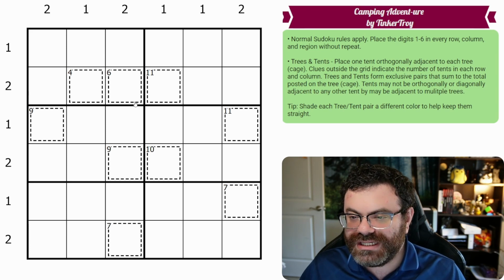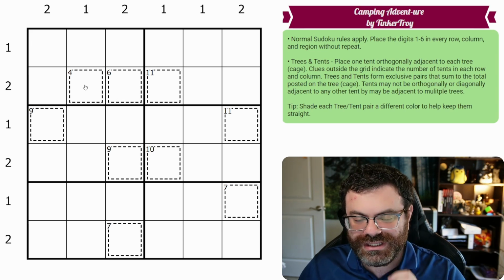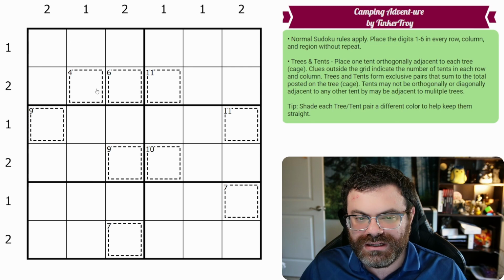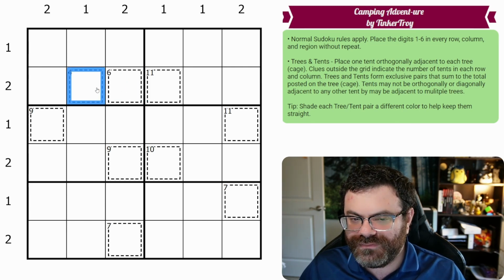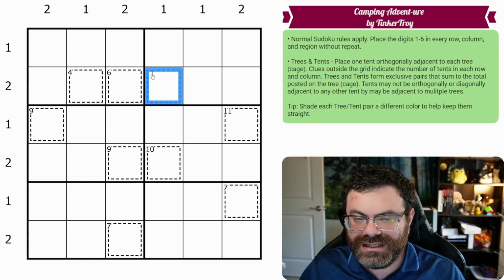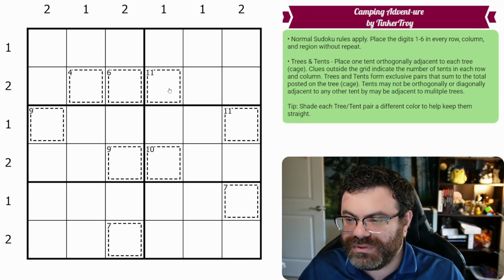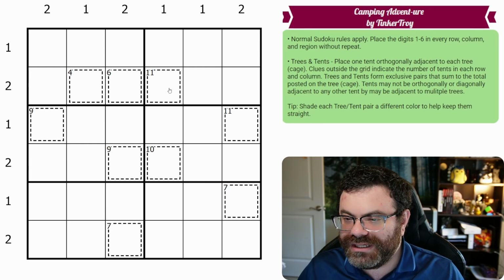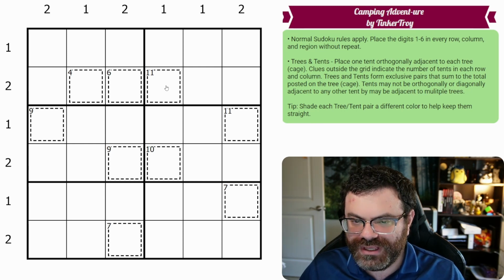Okay, so now we have a trees and tents rule, and I'm going to go over this slowly, and I'm going to make sure I understand it as well. So first, just to go a little bit out of order, the caged cells that have a number on them, those are trees. So every tree has a number, like this is 11, this is 6, etc. What we're going to be doing is placing a tent orthogonally adjacent to each tree.